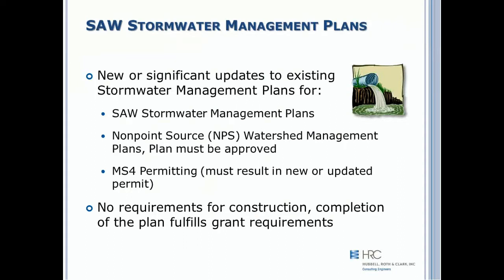SAW stormwater management plans. These are more focused on the entire stormwater system, including the open ditches, the waters of the state. And there's 3 different kinds of stormwater management plans that can be completed. There's the SAW-defined stormwater management plan. You can use this for an update or a new non-point source water management plan, such as the 319 or CMI plan. And this funding can be used for MS4 permitting. There's no requirements for construction. If you do one of these stormwater management plans, the completion of the plan fulfills the grant requirements.